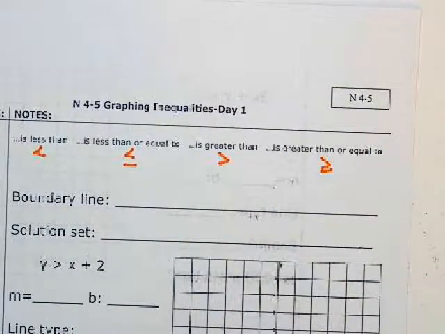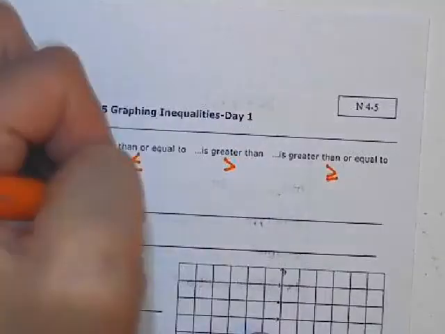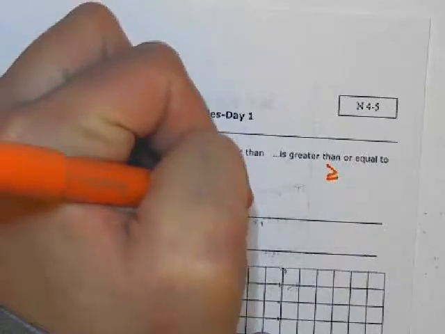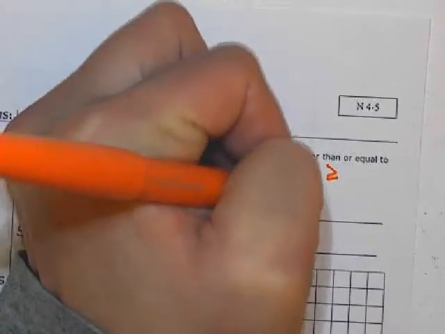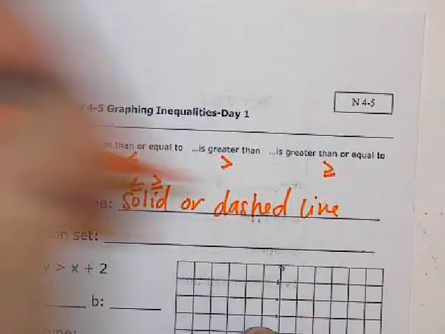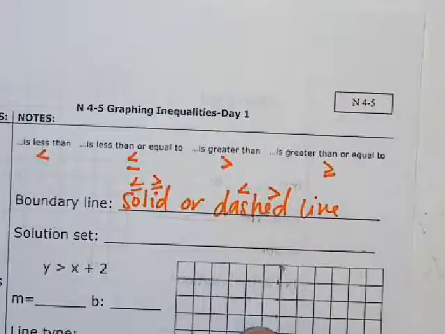Okay, your boundary line is your solid or dashed line. If it's solid, it's got the line under the symbol. If it's dashed, it does not.